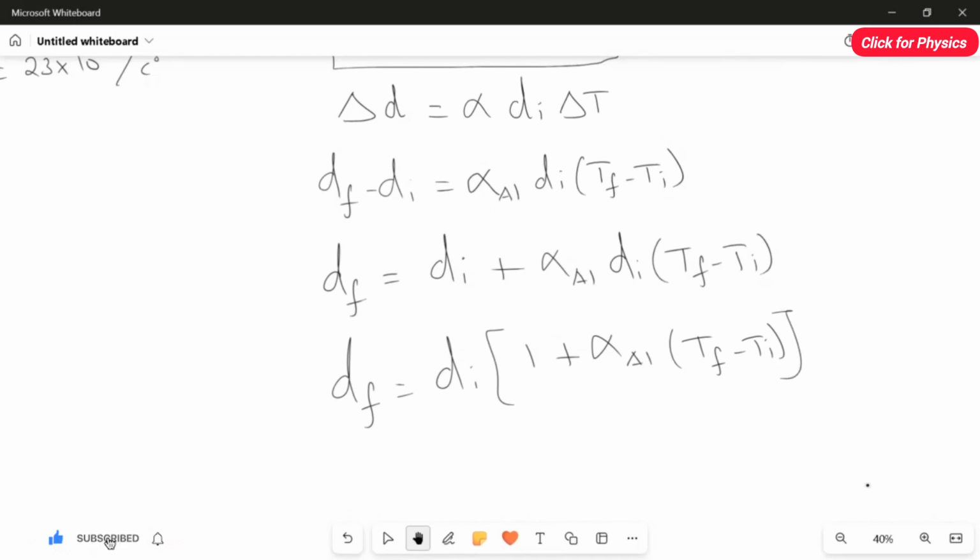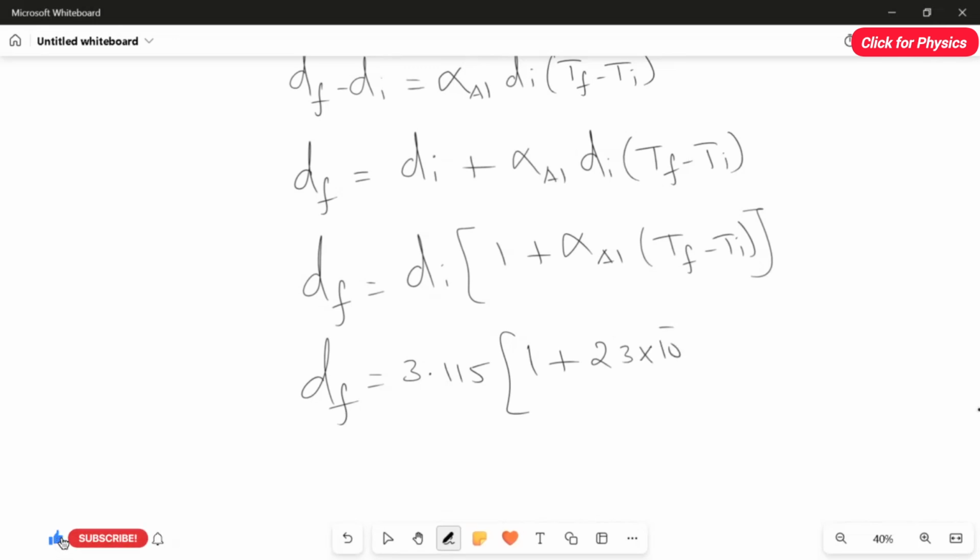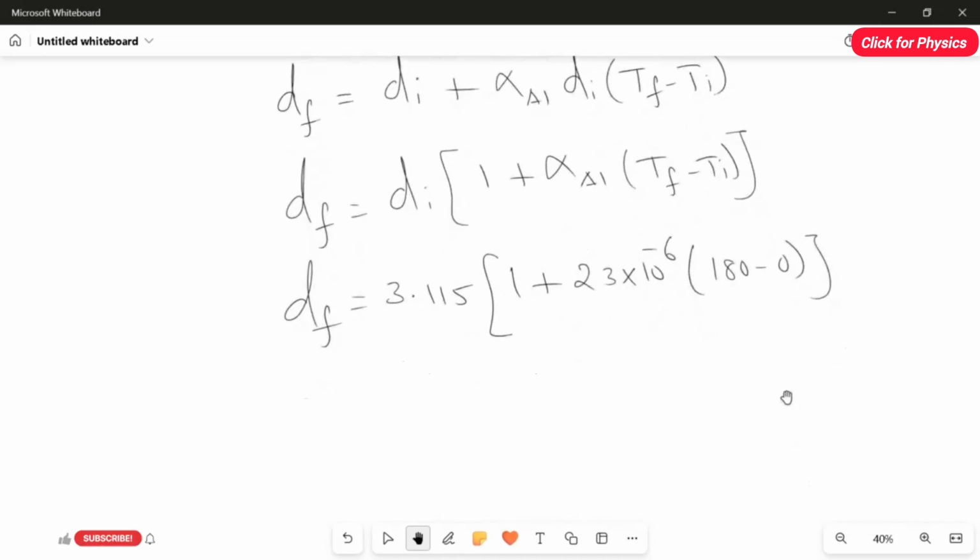Now I'm going to substitute the values. The value of di is given as 3.115 centimeter, so I'm going to leave everything in terms of centimeter. So d final is equal to 3.115 multiplied by 1 plus the alpha, the linear expansion coefficient of aluminum, which is 23. It's a constant, so it will be given in your exam, so don't worry. 23 multiplied by 10 power minus 6, and then your final temperature is 180 degree minus 0. So let's see what's the answer.